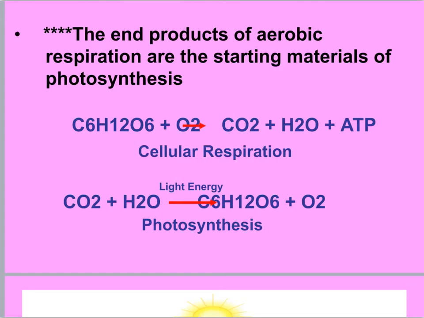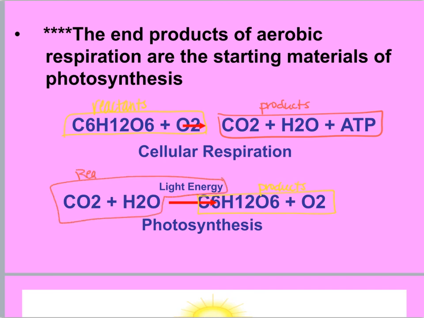So, again, looking at these equations, and I'm sorry my arrows didn't translate perfectly, the end products of aerobic respiration are the starting materials of photosynthesis. So here I have my carbon dioxide, here I have my glucose and oxygen, and these are my reactants of cell respiration, but if you look over here, they are my products of photosynthesis. And then again, my carbon dioxide, water, and energy are my products of cell respiration, but they are my reactants of photosynthesis.